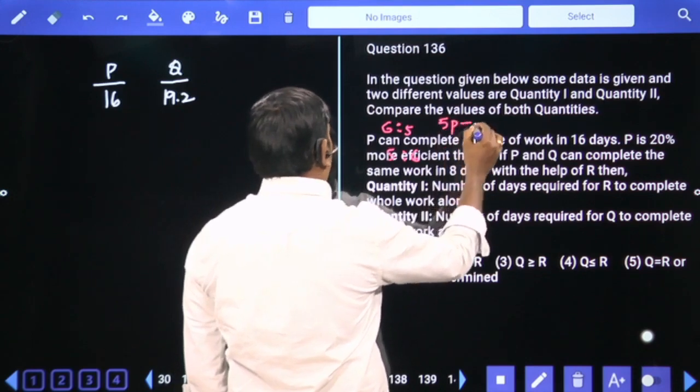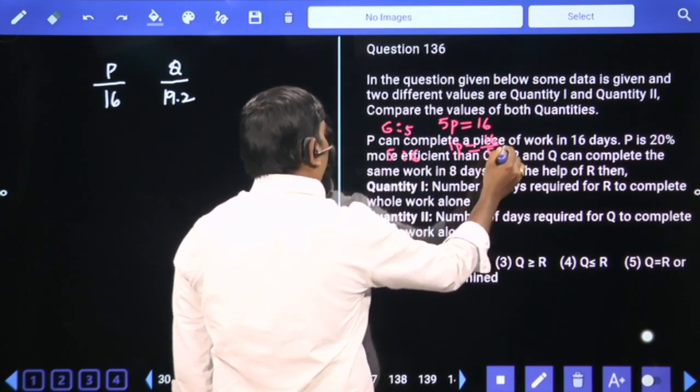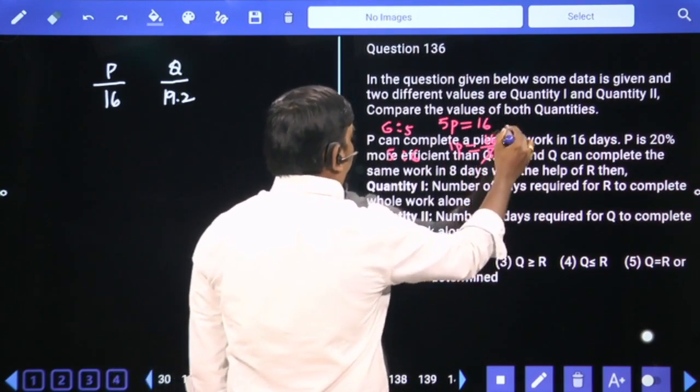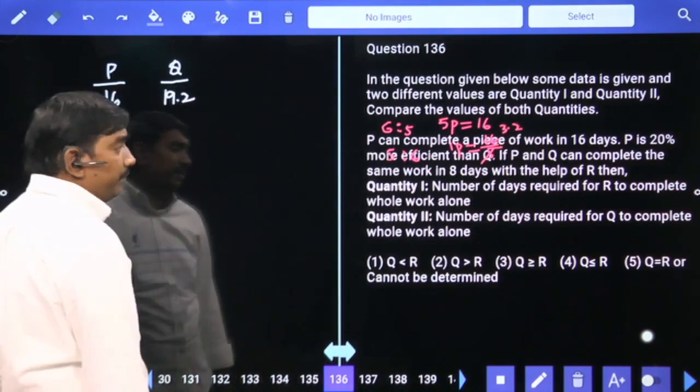5 parts value 16 days. 1 part value 16 by 5. 5 3s are 15. So then Q's 6 parts, nothing but 19.2 days.